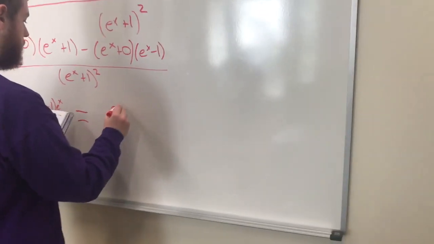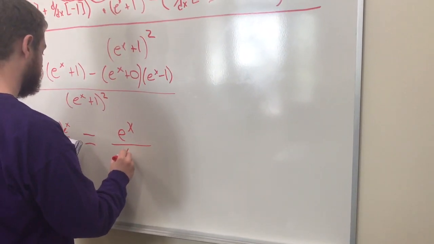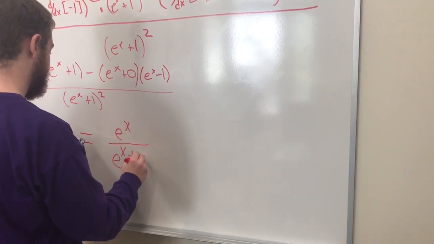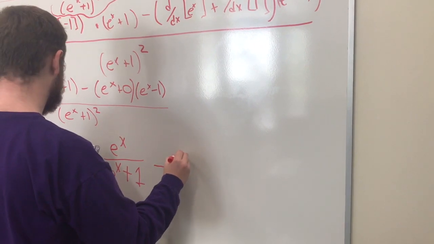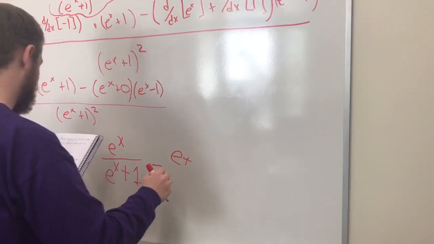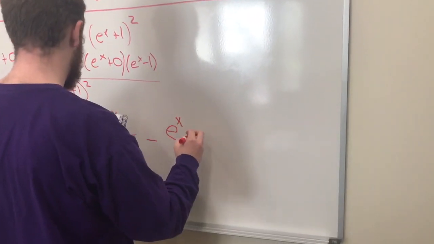Even more, you could do e to the x divided by (e to the x plus 1), minus (e to the x minus 1) times e to the x over (e to the x plus 1) squared. Simplify it even more, the final answer turns out to be 2 e to the x over (e to the x plus 1) squared.